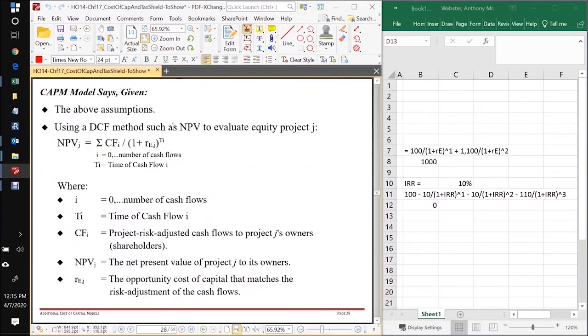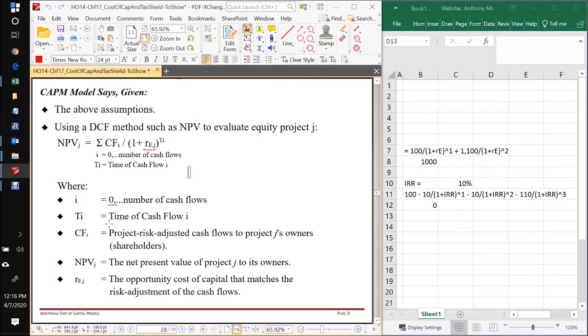And with that, with the above assumptions, the CAPM model works like this. It says if we're using a DCF method like NPV to evaluate some equity project called J, then we'd say the NPV of this project J is equal to the sum of the discounted cash flows, just like always, where we're discounting the cash flows with cost of equity capital for project J. I goes from 0, as always, with the NPV to the number of cash flows. So we're including every cash flow in the project here.